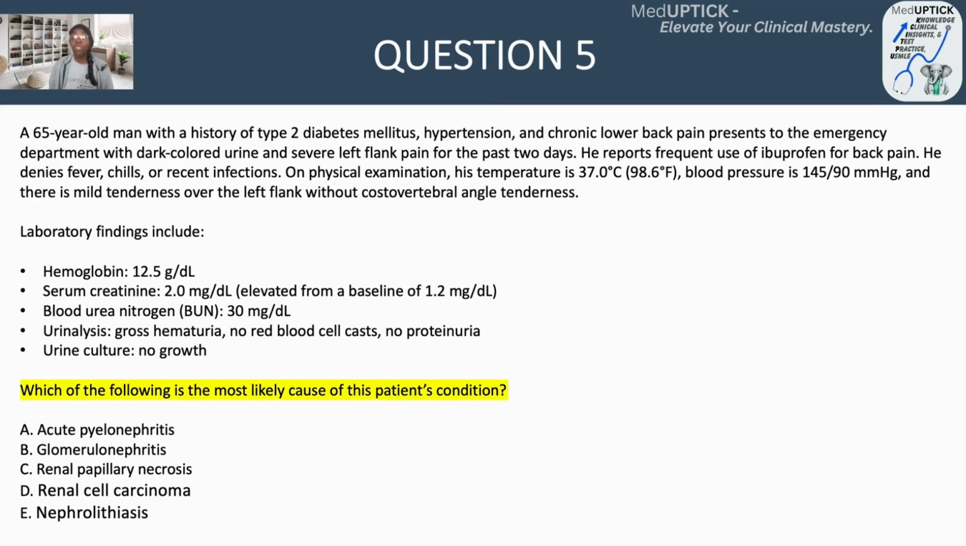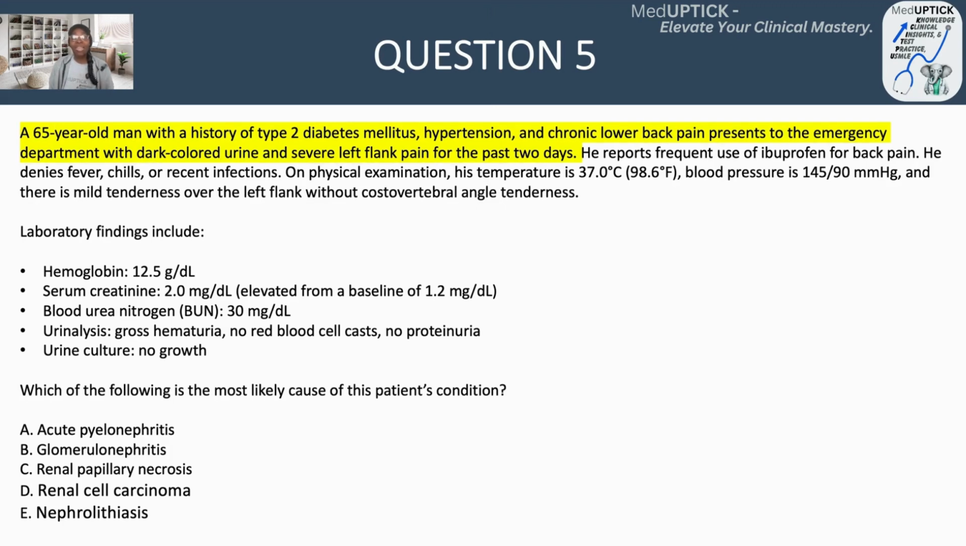Which of the following is the most likely cause of this patient's condition? A 65-year-old man with a history of type 2 diabetes mellitus, hypertension, and chronic lower back pain presents to the emergency department with dark-colored urine and severe left flank pain for the past 2 days. Here are some key clues.